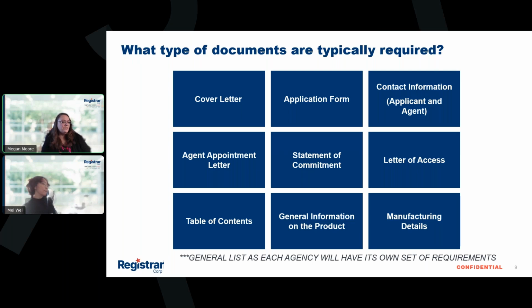For the quality information, there's usually a table of contents included in each section to help the reviewer navigate through each section. General information about the product, including the manufacturing details, should also be provided. So please note that we have the types of documents for Health Canada here, but each agency is going to have its own list of requirements.